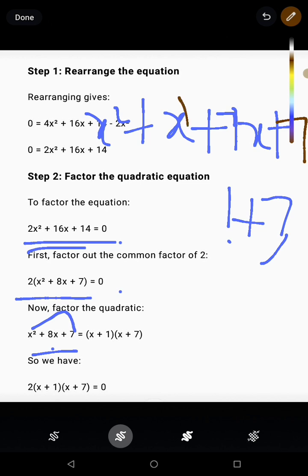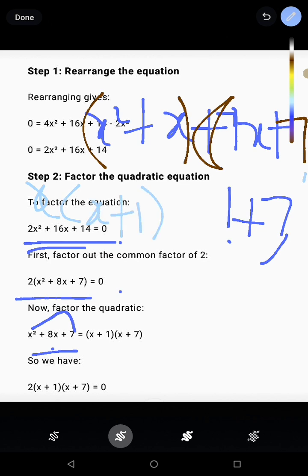So when you bring this in bracket, bring this again in bracket, you have x into bracket what? x plus 1. And plus 7 again, you have x plus 1. So that's how we get x plus 1, x plus 7. Do you understand? Continue the procedure. That is x plus 1, x plus 7.